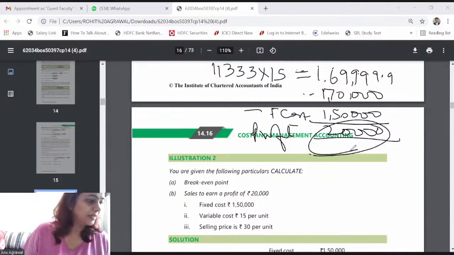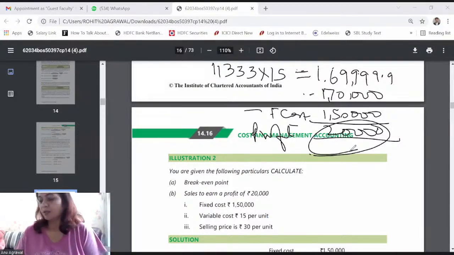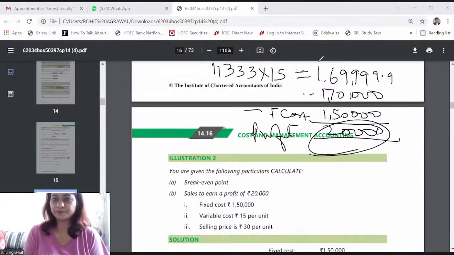Is the formula very, very clear to each one of you? Wonderful.